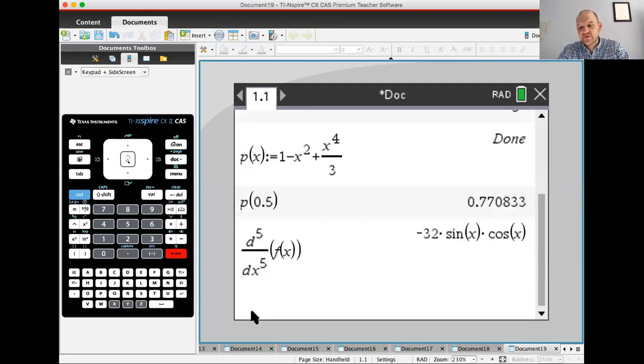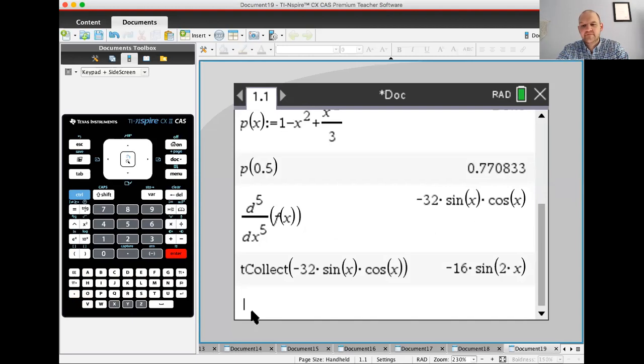Derivative of f of x, comma x, fifth derivative. Okay, so negative 32 sine cosine, which you could rewrite if you collect on this thing as negative 16 sine of 2x, I think. So this is the maximum of the absolute value of negative 16 sine of 2x. What are the ramifications for not knowing that? Well, I guess you would end up using 32 instead of 16. I'm going to use 16 for M.